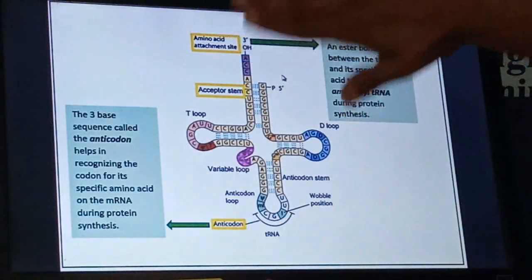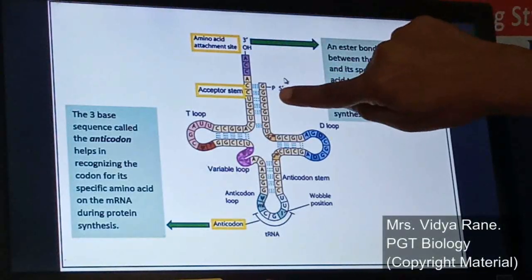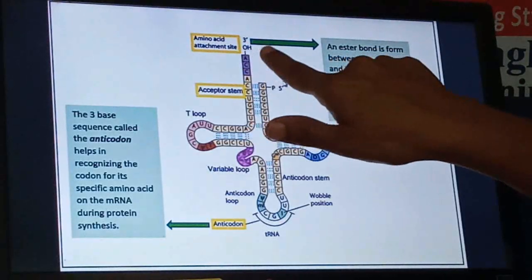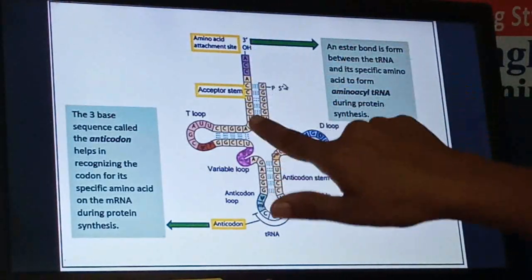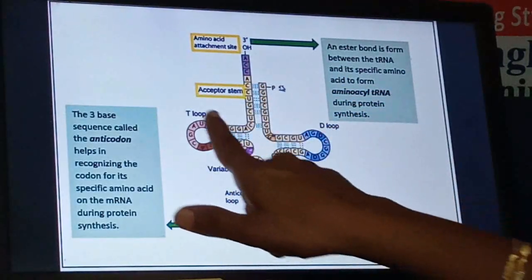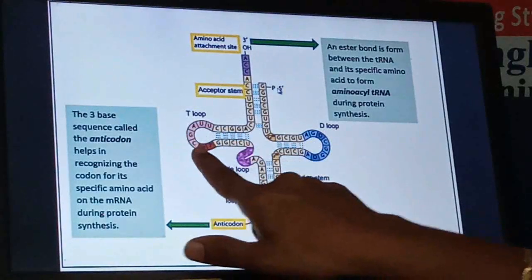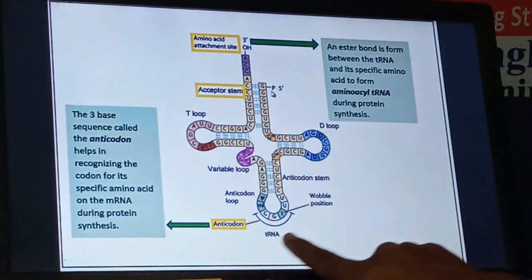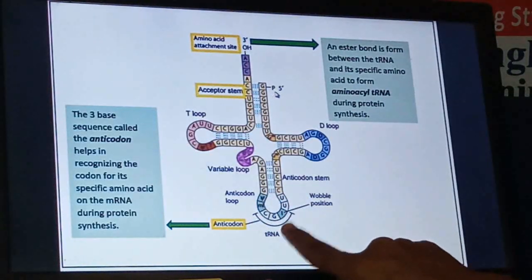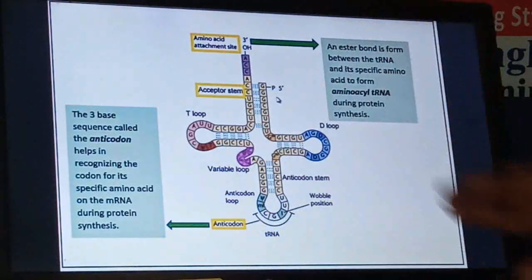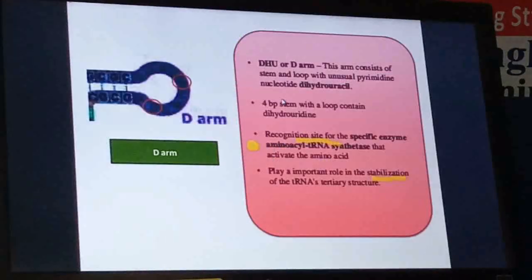So here this is the 3' end and the 5' end. The 3' end is the end where the amino acid will be attached. So that's why this stem of the tRNA is known as the acceptor stem. This loop is called the T loop. This loop is called the D loop, and this is called the anticodon loop. Here the triplet of anticodons is there. The function of every loop we will see ahead in detail.